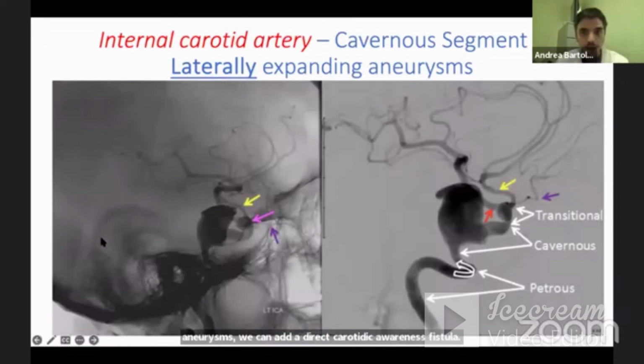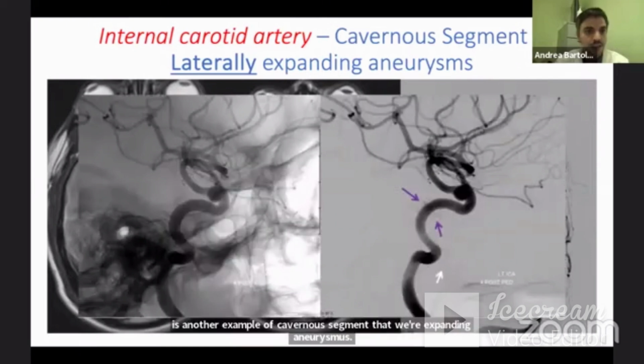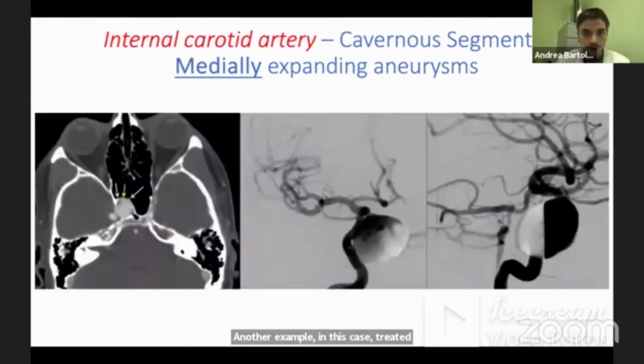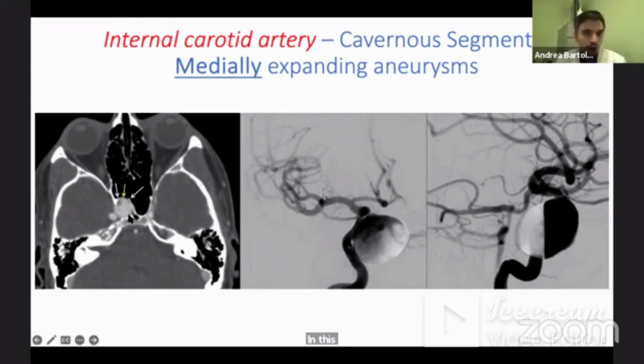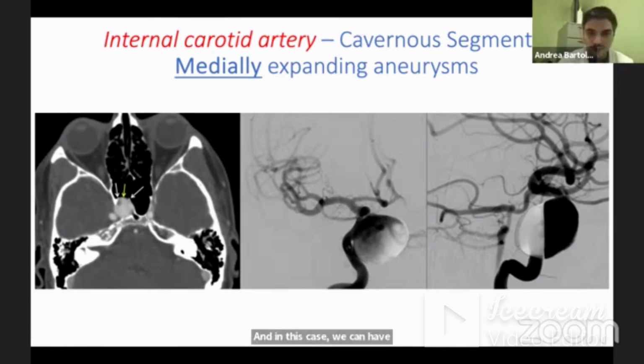This is another example of a laterally expanding cavernous segment aneurysm. Another example, in this case treated with a flow diverter stent with a good result. Sometimes we can have medially expanding cavernous segment aneurysms. In this case, we can have a remodeling of the sphenoidal sinus, and in this case, we can also have a brutal epistaxis.